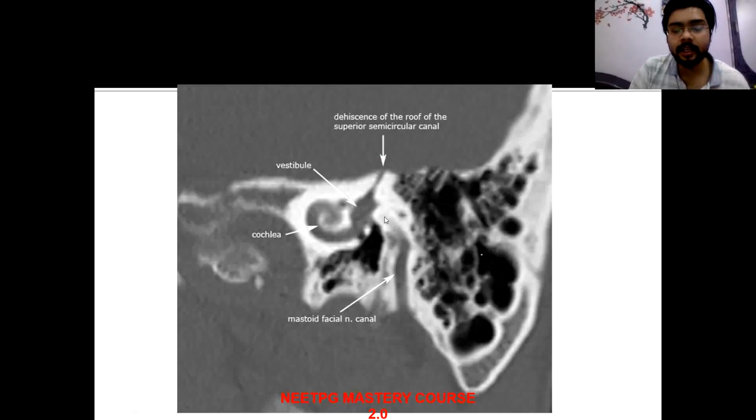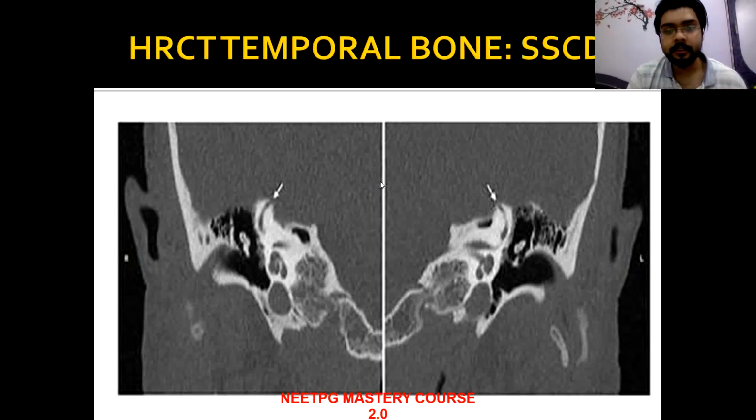So this is a CT scan picture, HRCT of the temporal bone, where you can see the spiral cochlea. Nowadays they are more clinically oriented. In our residency we used to see these CT scans. In that CT scan you will see the spiral cochlea. You have read it, now you can see it through your CT scans, and here you can see a bony defect, which is the dehiscence of the roof of the superior semicircular canal, and this picture can be given to you in the question. So you have to identify this dehiscence and answer according to superior semicircular canal dehiscence.